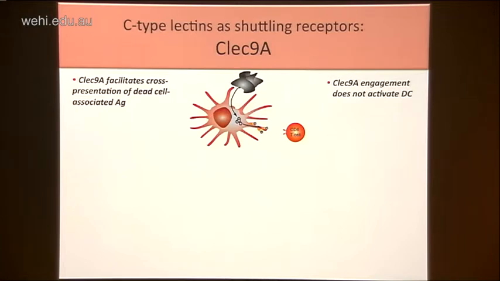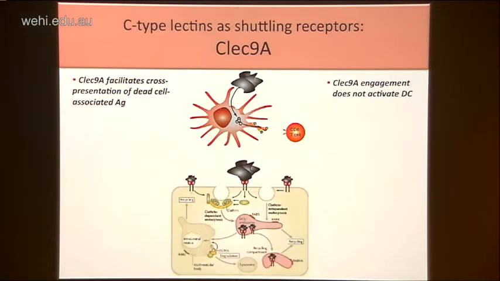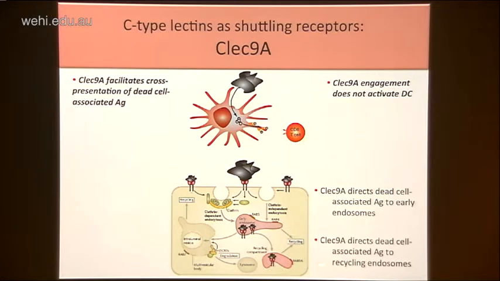So here we are, we have a dilemma. On the one hand, we've got CLEC9A facilitating cross-presentation of dead cell-associated antigen, but it's not actually activatory. How does it do it? Well, the answer lies most probably in how it handles its antigen. So when it grabs the cargo, it does something that facilitates the cargo to end up in the early endosomes and in the recycling compartments. And that's important because both of those compartments have been associated with better antigen presentation and better cross-presentation. So somehow CLEC9A facilitates this process.